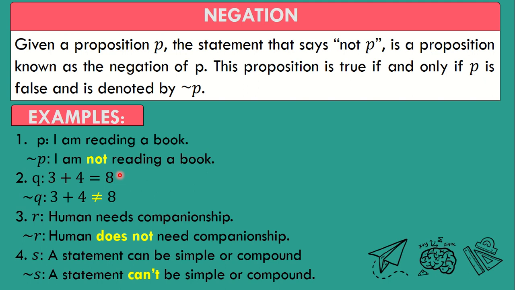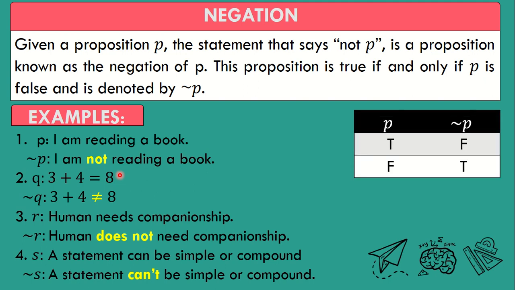Okay, so what about the truth value here? As you can see, we only have one proposition. We have a simple proposition here. And if we have one simple statement or one simple proposition, we only have two cases. Either the proposition is true or the proposition is false.